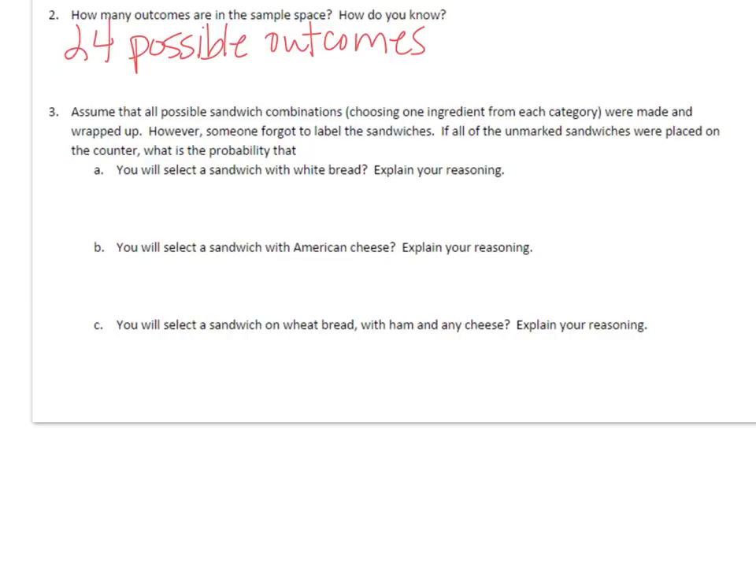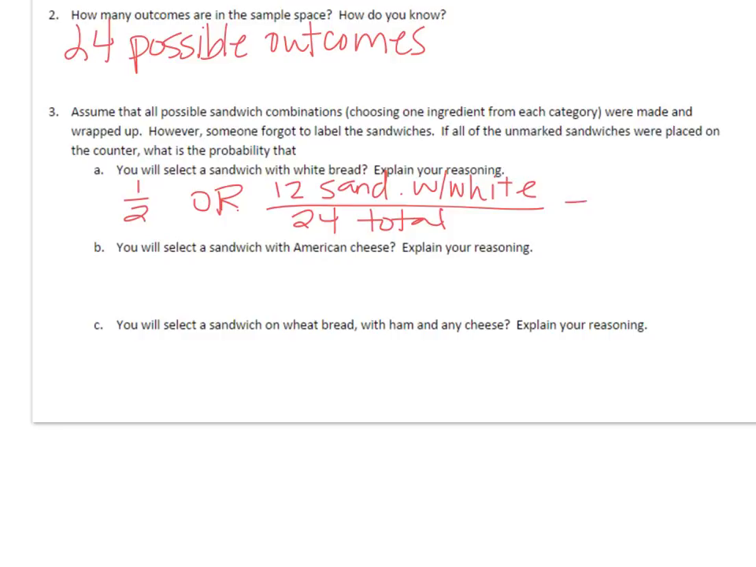Okay, so you will select a sandwich with white bread. Explain your reasoning. Your reasoning is that there are two possible options for bread. You have white and you have wheat. So the probability you will select a sandwich with white bread would be 1 out of 2. Another way you could say this is that if you count all the possible outcomes, there are 12 sandwiches with the white bread, out of a total of 24 sandwiches. That would also reduce down to 1/2. You can do it either way.